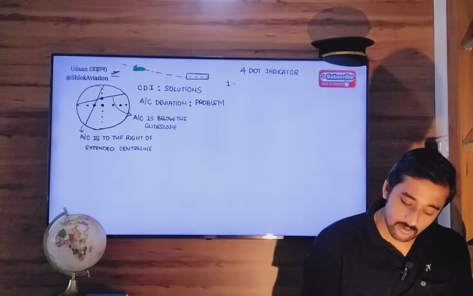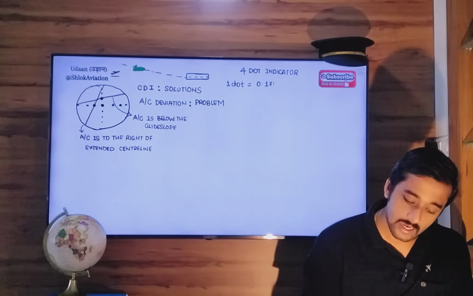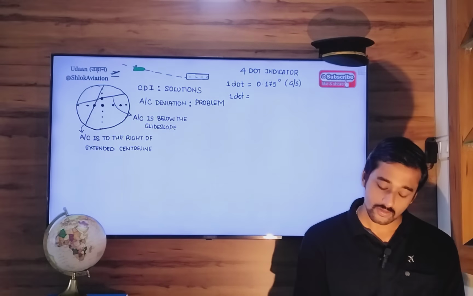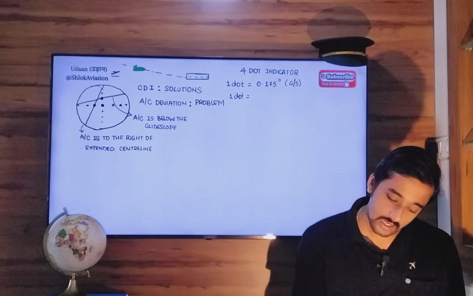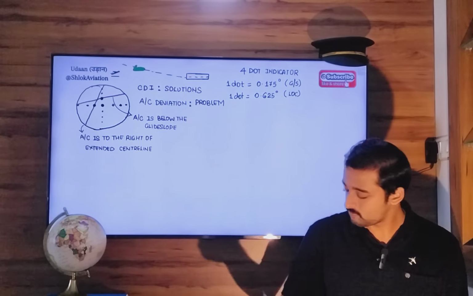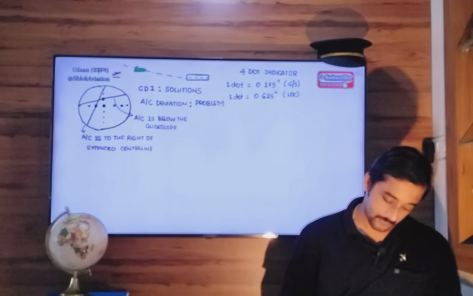Now as a rule, in a four dot indicator, one dot will be equal to 0.175 degree for a glide slope. One dot will be equal to 0.625 degree for a localizer.